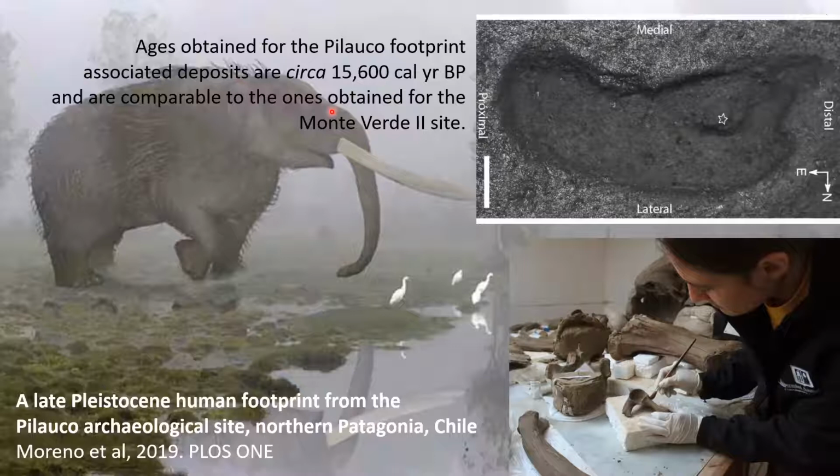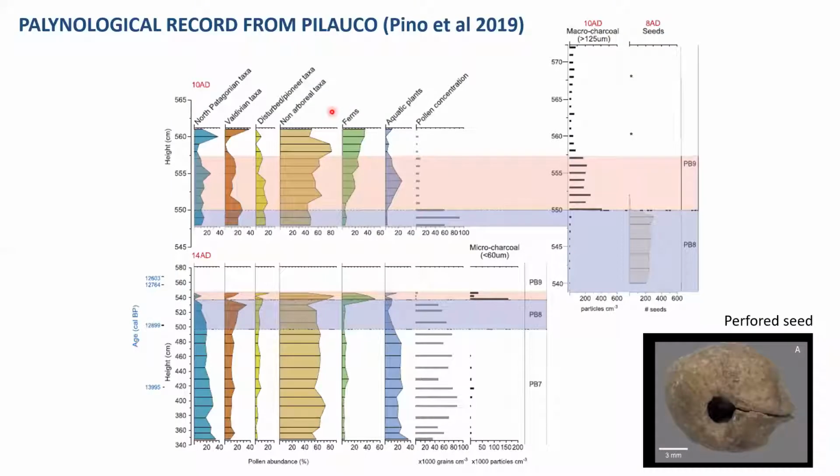So the landscape of Pilauco shows a total discrepancy from the prevailing forest ecosystem that we found in the region at this time. The presence of open areas, pioneer and disturbed-site plants and seeds, is associated with a disturbed area and open landscape, mainly due to megafauna activity.